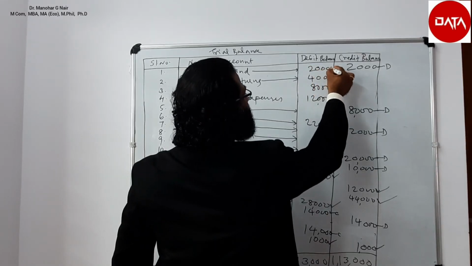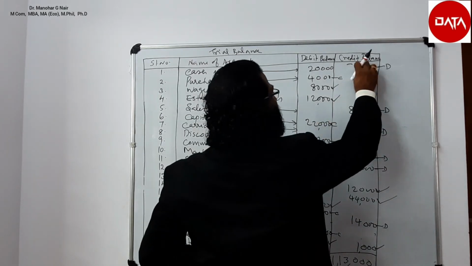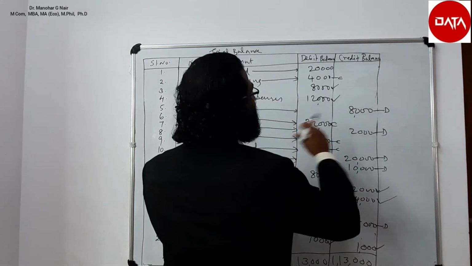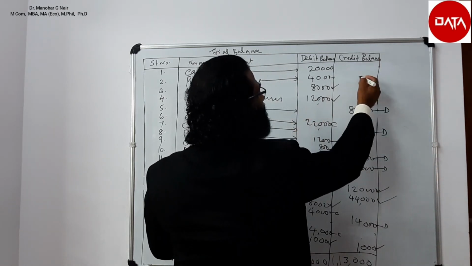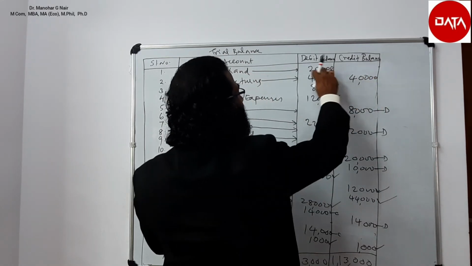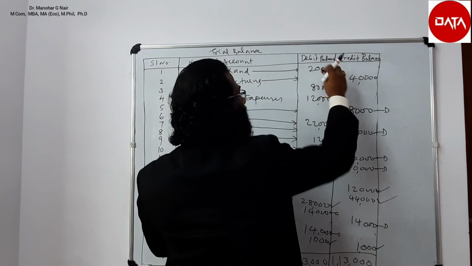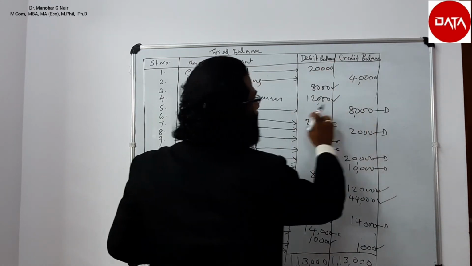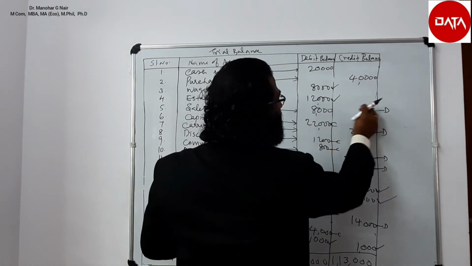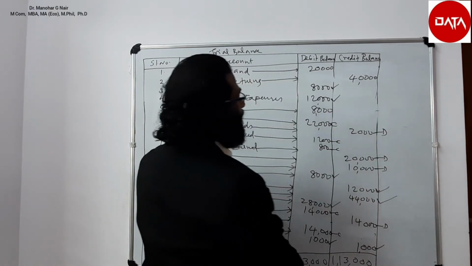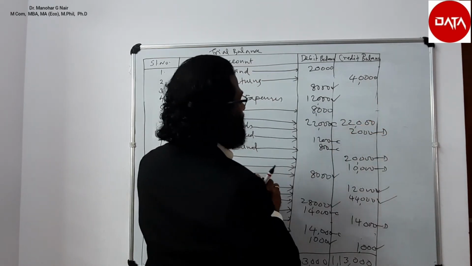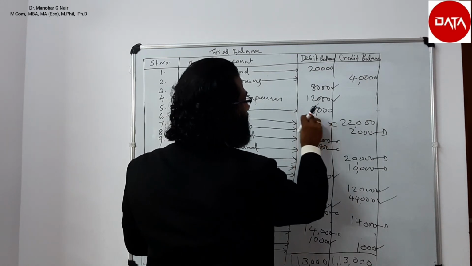So this 2000 should be here and it is to be removed from here, and this 4000 should be moved to credit and cancelled here. Okay. Now this 8,000 should come here and be removed, and this 22,000 should go to the credit column and be removed from here.